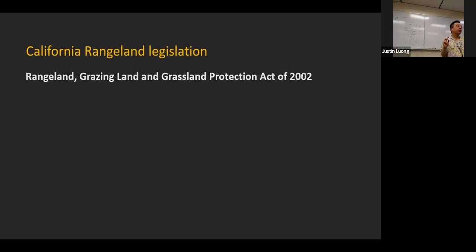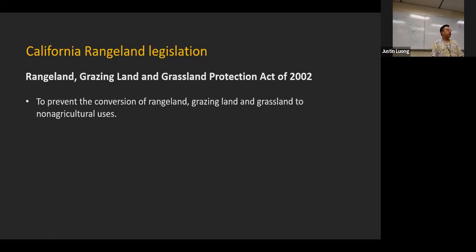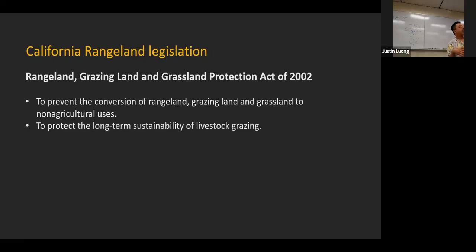Okay, we only have two more slides, so we're going to try to get through this. The Rangeland, Grazing Land and Grassland Protection Act of 2002. This is California rangeland legislation again. This is generally just to prevent conversion of rangelands, grazing lands, and grasslands to non-agricultural uses. So that means development, essentially. Because you can have grazing and recreation on grasslands at the same time, for example. It's to protect the long-term sustainability of livestock grazing, or maybe that's not the right term, but that's the term they use in the bill.